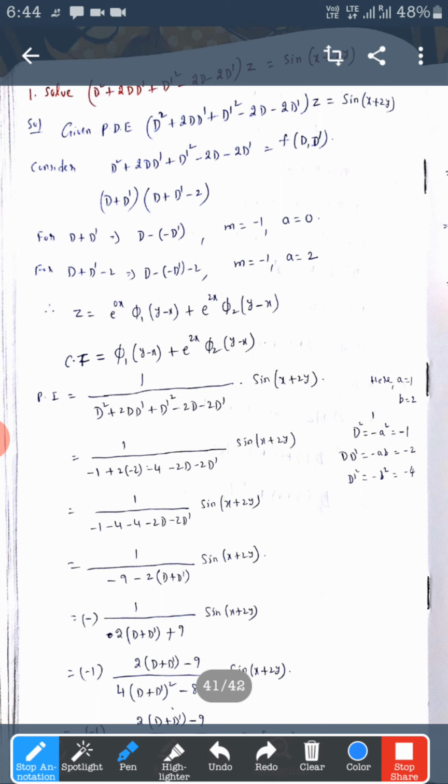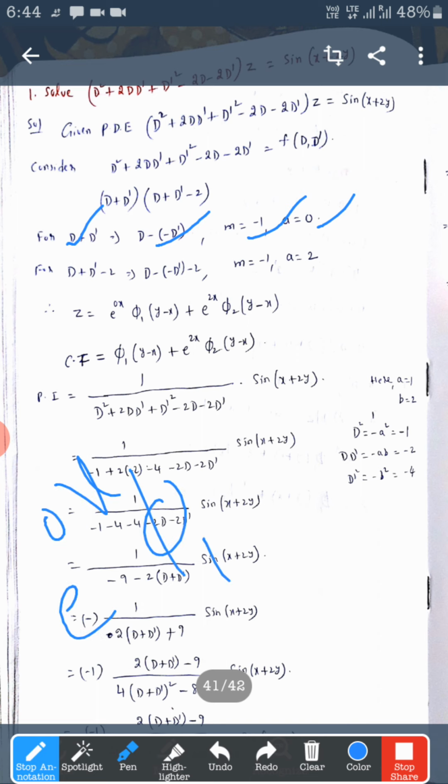If you consider this problem, here also first factorize the left hand side. After factorizing, we get d plus d dash into d plus d dash minus 2. Therefore, first consider d plus d dash. This can be written as d minus of minus d dash. That means m is equal to minus 1, a is equal to 0. Therefore, e power of 0x into phi 1 of y plus mx, which means y minus x.